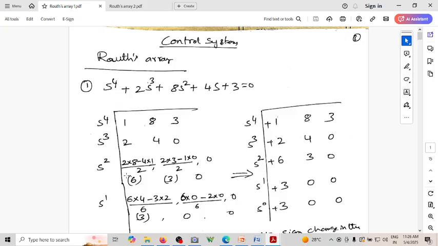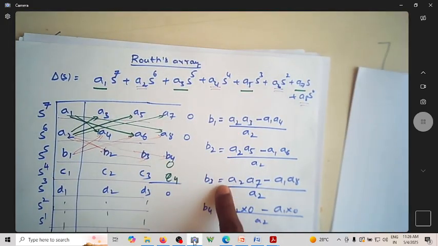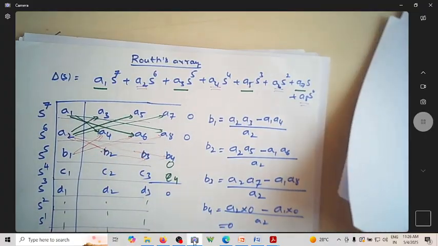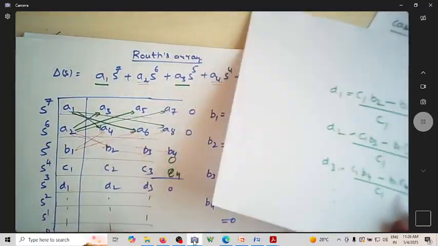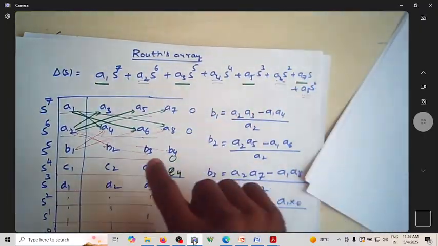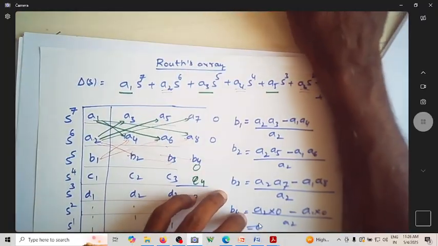Then the subsequent rows or subsequent elements of the row are obtained using the equation that we discussed in the previous video. Let me just show you that it is as per this equation. You're writing B1, B2, B3, and then C1, C2, C3, and D1, D2, D3 as per the cross multiplication and division by the first element of the particular row. So that's what is there here.